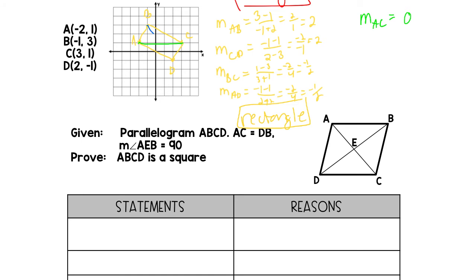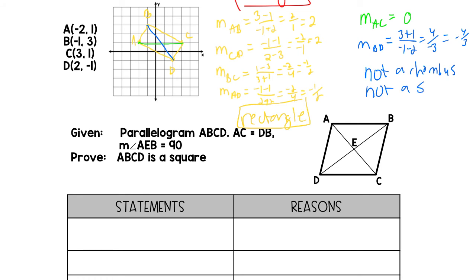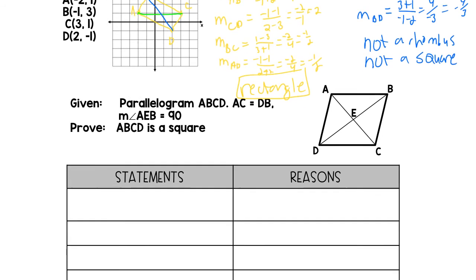The slope of BD is 3 plus 1 over -1 minus 2. So that's 4 over -3, so -4/3. That means it's not a rhombus. Also, if it's not a rhombus, it's not a square, because a square is both a rhombus and a rectangle. So this one is only a rectangle.